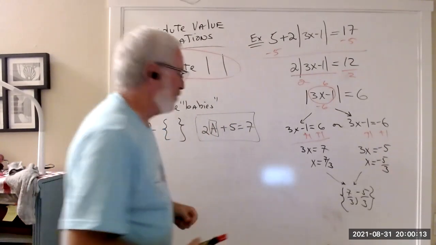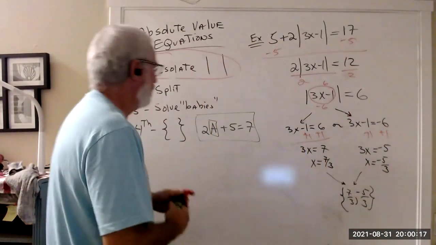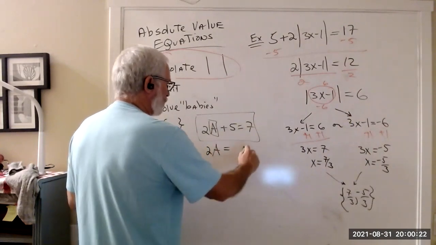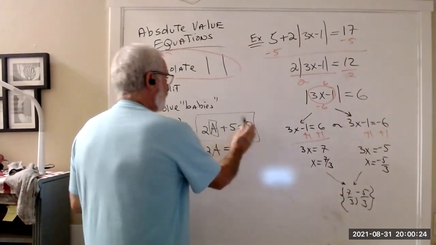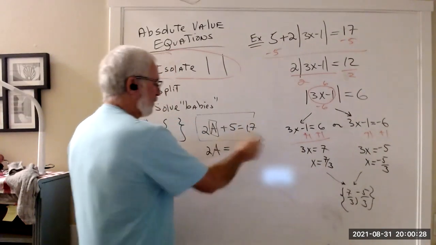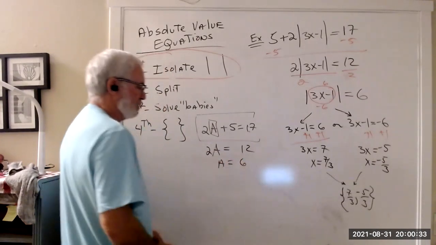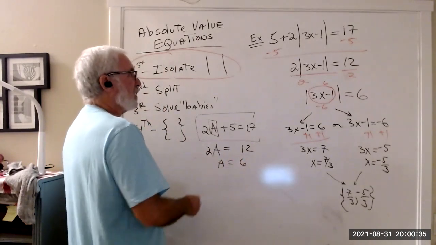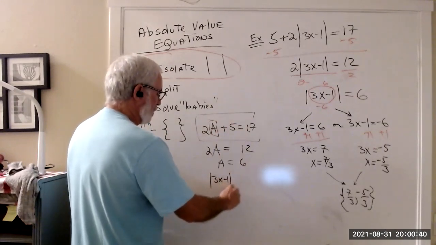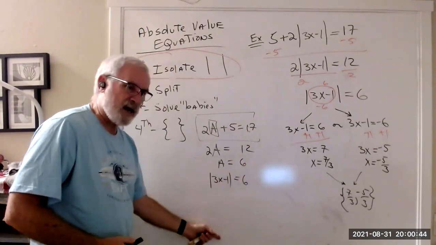In fact, if you wanted to do that, check this one out. Let's leave it this way. You took 5 away. So you have 2a equals, well, this was 17, 17. 2a equals 12. So you took 5 away. Then you divide by 2 and you get a equals 6. And then you go, oh yeah, but a stood for the absolute value of 3x minus 1 equals 6. So you could do it that way and then go from this point down.